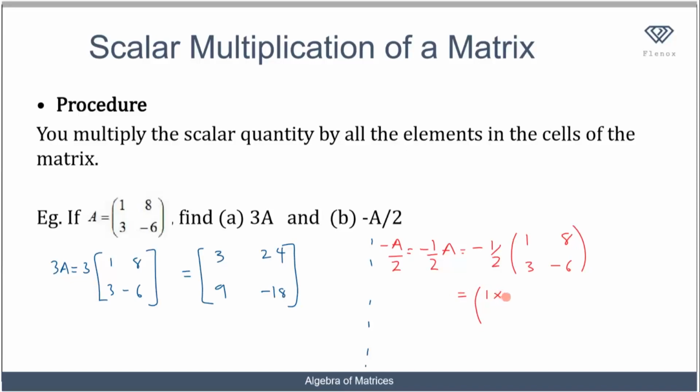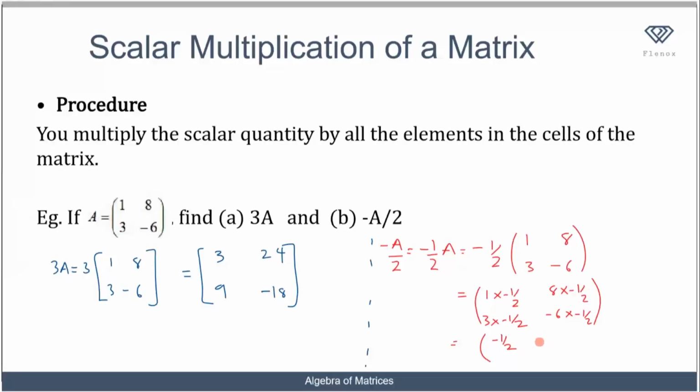So that will result in, for the first one, 1 times minus half. Here you have 8 times minus half. Here you have 3 times minus half. And finally you have minus 6 times minus half. And what would that result in? 1 times minus half will give me minus half.